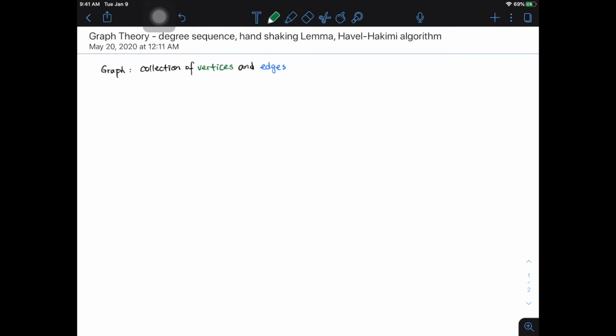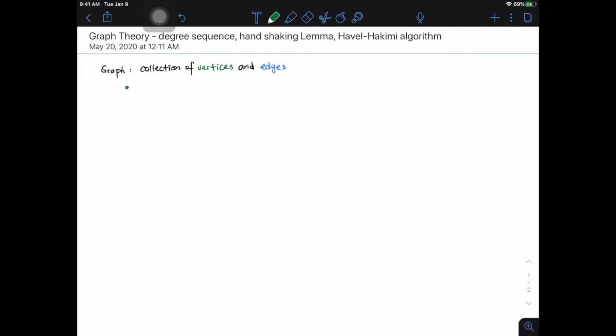So in this video, we'll be talking about degree sequence. And when talking about the degree sequence, I'll be introducing the Handshaking Lemma and the Havel Hakimi algorithm. So first, let me quickly define what a graph is. A graph is essentially a collection of vertices and edges.